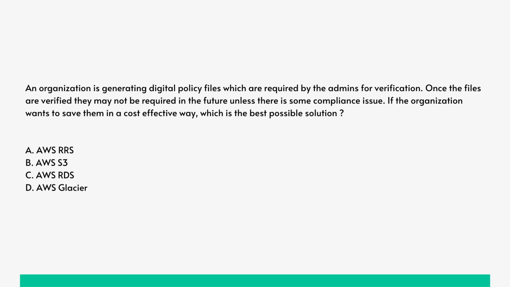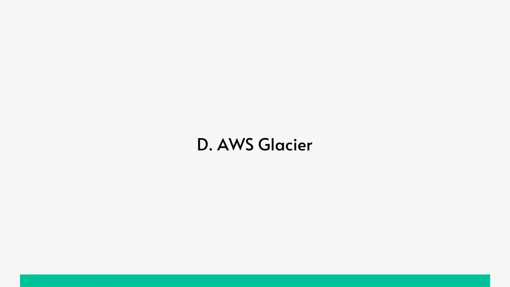Option A: AWS RRS. Option B: AWS S3. Option C: AWS RDS. And option D: AWS Glacier. The correct answer is option D, AWS Glacier.